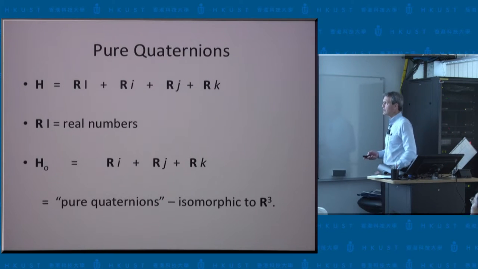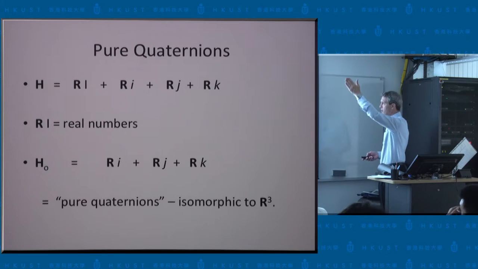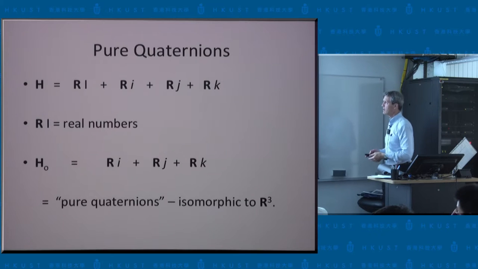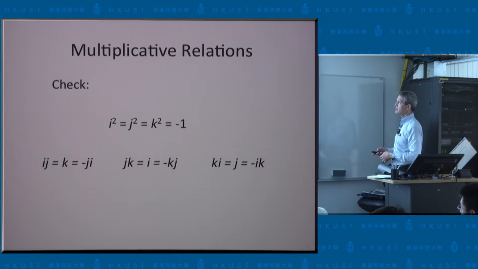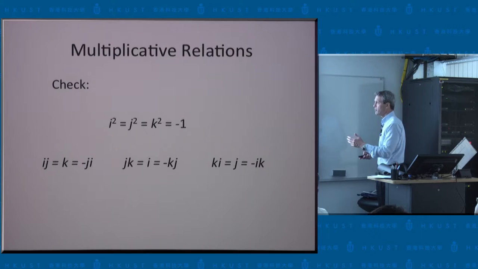So inside the quaternions, you have a copy of the real numbers, which goes through the identity, and then you have a perpendicular space, which consists of the pure quaternions. And if you look at how those guys multiply, you see that the square of each one of them is minus 1. And then the product of two of them is plus or minus the other guy, depending on the order in which you multiply. And if you switch the order of multiplication, you switch the sign.